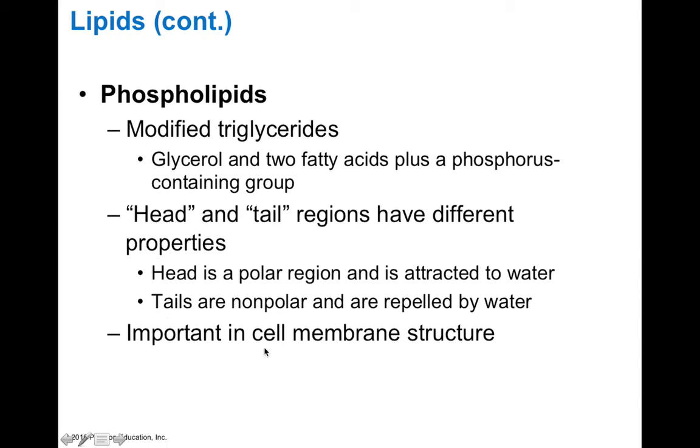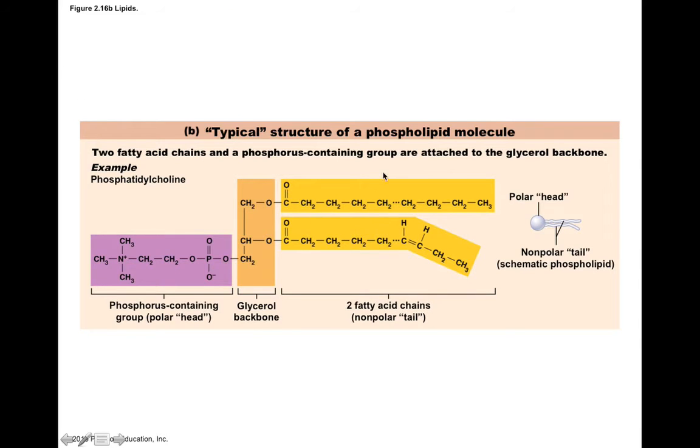Now what's interesting is that these phospholipids play an important role in cell membrane structure. So in chapter 3 we'll talk about the structure of the plasma membrane, which is actually a phospholipid bilayer. So you have 2 layers of these types of lipids, or phospholipids. So just looking at the general structure of a phospholipid, we have the phosphorus-containing polar head group. This is more attracted to water because it can participate in hydrogen bonding. We get the glycerol backbone and then 2 fatty acid tails here.